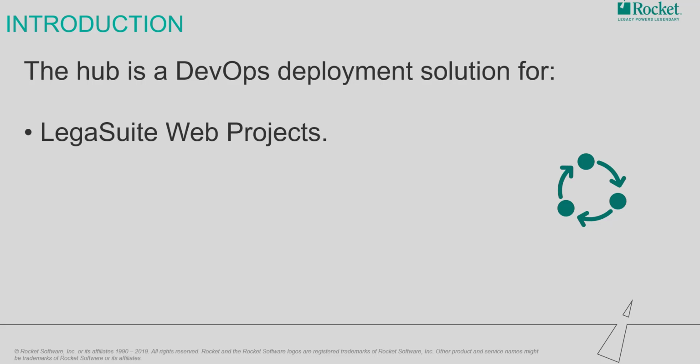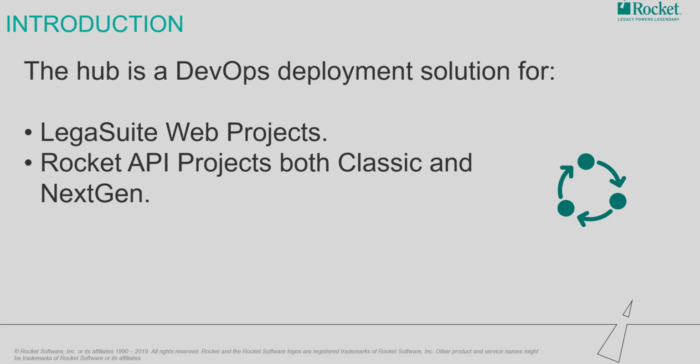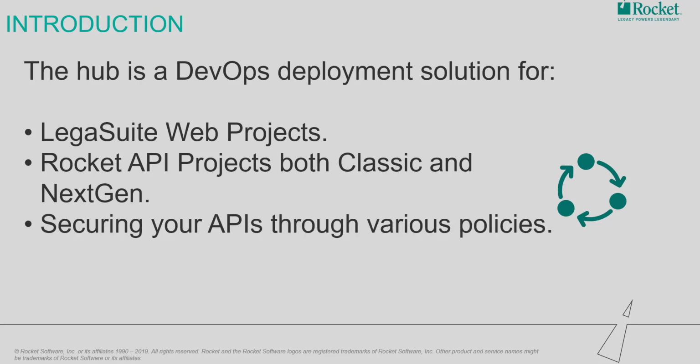So the hub is a DevOps deployment solution. If you have a LegaSuite Web project or Rocket API project, both in the classic and next gen format, then you can use the hub for deployment of those projects. Also, if you have APIs that are created with Rocket API, you can secure those APIs through various policies. We will be looking to use the hub also for future initiatives.